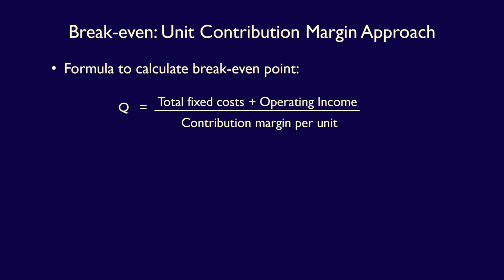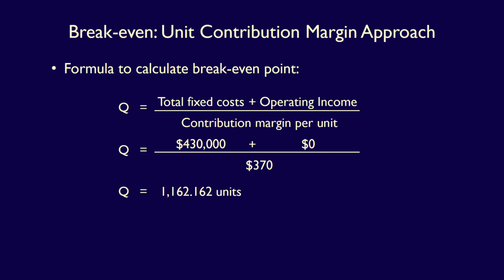Q is equal to total fixed costs plus operating income all divided by the contribution margin per unit. Q equals total fixed costs of $430,000 plus operating income of 0, because we're calculating break even here, all divided by $370, the contribution margin per unit. Q is equal to 1,162.162 units, which we are going to round to 1,163 units. The same answer we calculated under the income statement method.